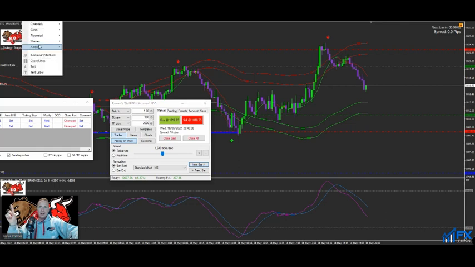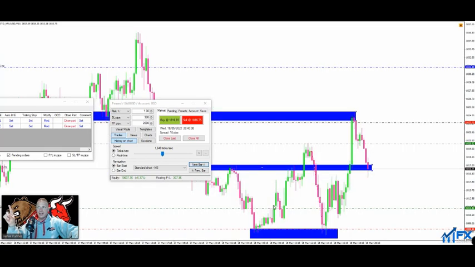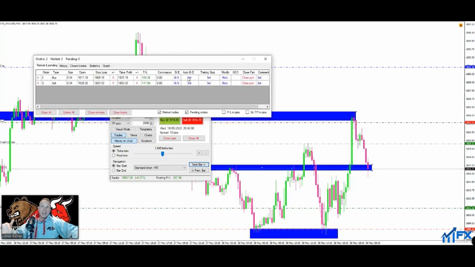And the reason being is because off the 5 minutes, I can see a nice area of support. If we go back to the 15 minutes, yeah, you can see how price is rejecting from it. So that sell trade that was against the trend, I'm going to close that off now.